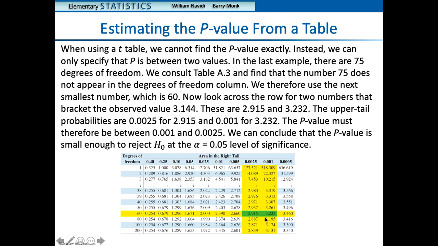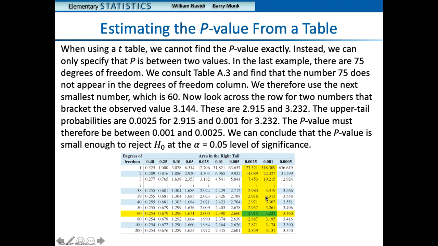Now, for both of these numbers, we would like to go up to the top of the chart, and there's this row that we haven't used yet called area in right tail. These values are the areas to the right of the numbers given in the chart. So in other words, if our test statistic was exactly 2.915, the p-value would be 0.0025. If my test statistic was exactly 3.232, the p-value would be 0.001.